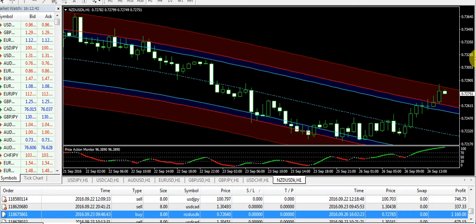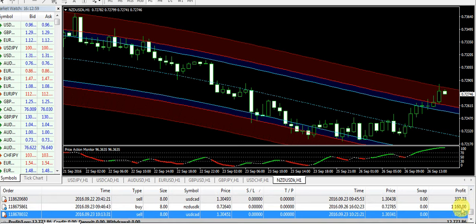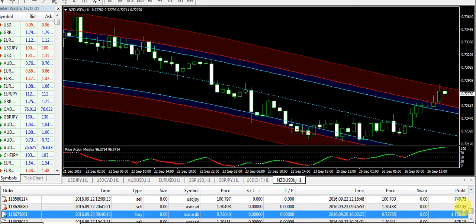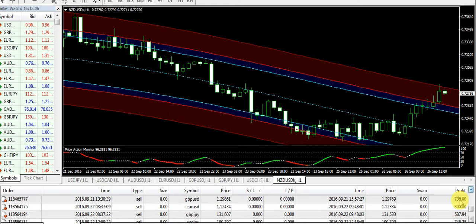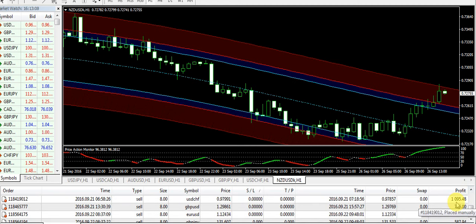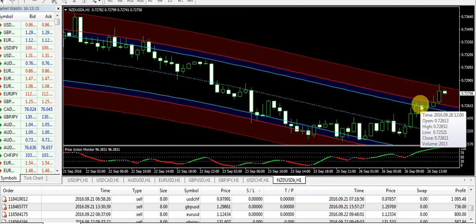And guys, I have just closed my trade on New Zealand USD. That was a buy position, and guys, you can see here the result was $1160 profit on that trade. Similarly, you can see the other results like $675 and 1160, 337, 746, 587, $800, 736, and $1095. So basically, how am I getting this type of profits in a row?